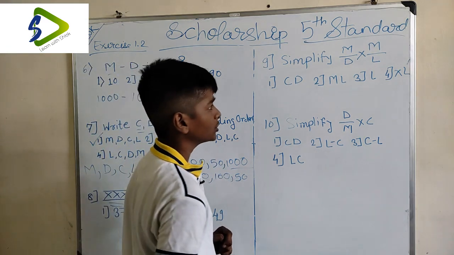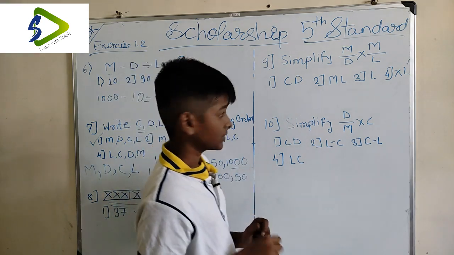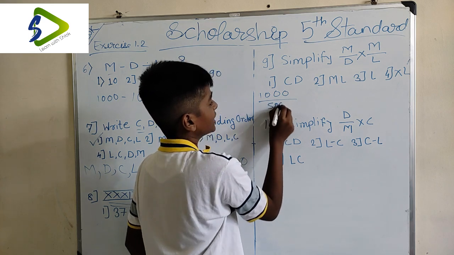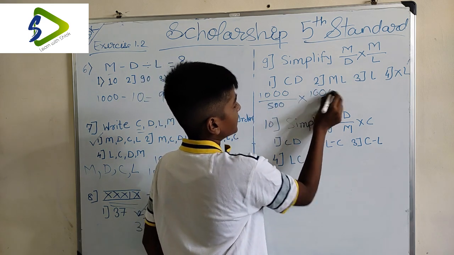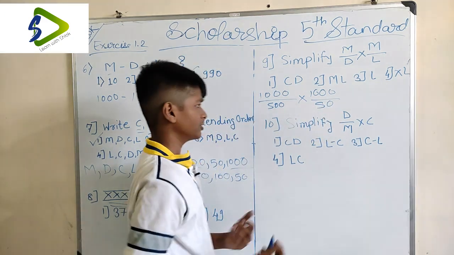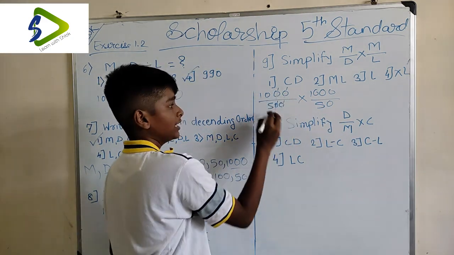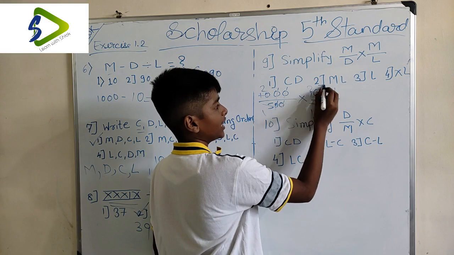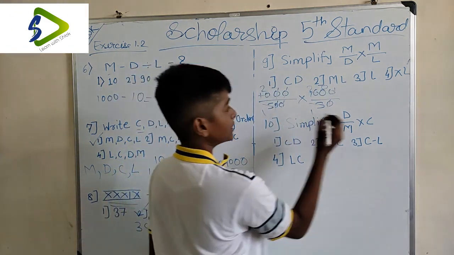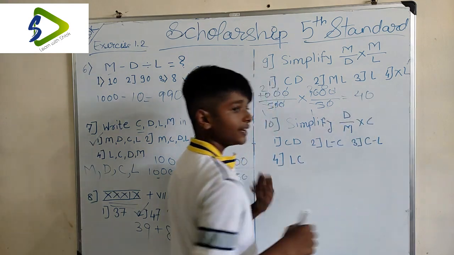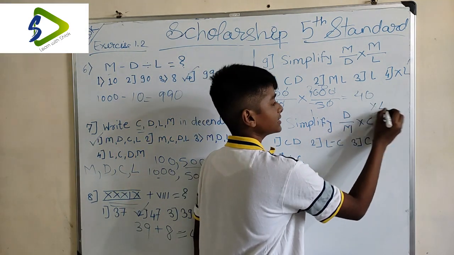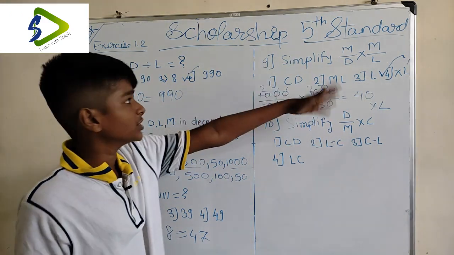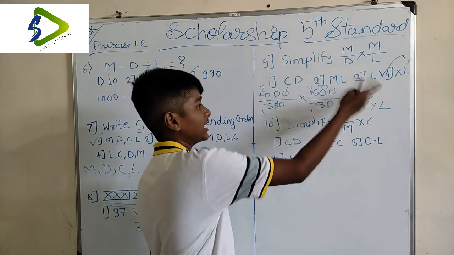Now let's look at the 9th question. Simplify M by D times M by L. M by D is 1000 by D, and D means 500, times 1000 by 50 is what the question is. Here you can cut the 0 0 out, then 5 ones and 5 twos are over here. Then you can cut this 0 0 out, 5 ones, 5 twos, and 0. So 2 times 20 it becomes. 2 times 20 is equal to 40, and 40 in Roman numerals is written as XL. Where can you see XL? In the fourth option. So the 9th question's answer is the fourth option.